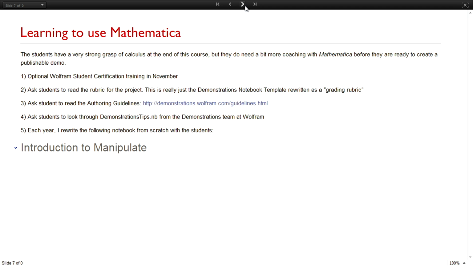And then I'll make this quick, but at the beginning of the demonstration project, the first few days, I do spend some time helping them learn how to use Mathematica in a way that they're not used to, because they had spent an entire school year learning how to use Mathematica to solve calculus problems. And I need to transition them to learning how to use Mathematica to create an interactive demo using Manipulate.